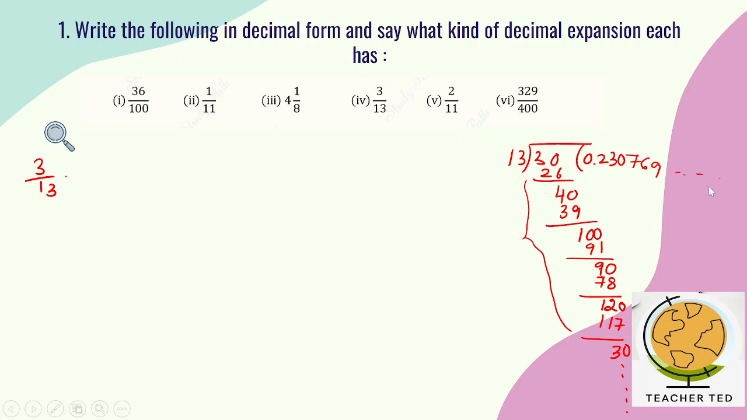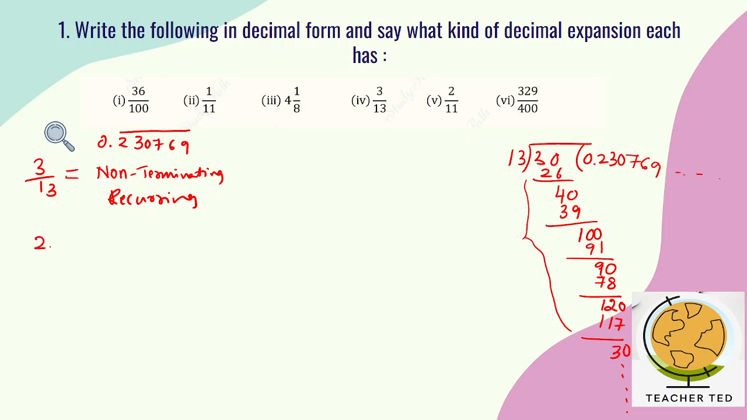So since the expansion is continuing and repeating, you can say this is non-terminating and recurring or a repeating expansion. And the answer for this is 0.230769 whole bar since it is repeating.